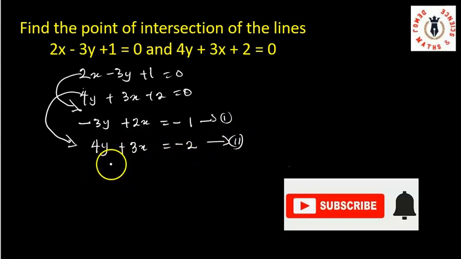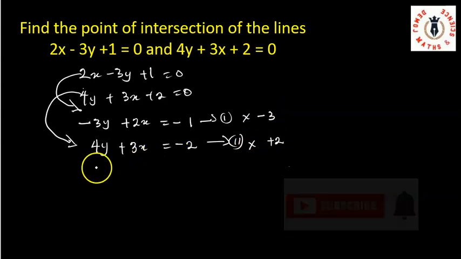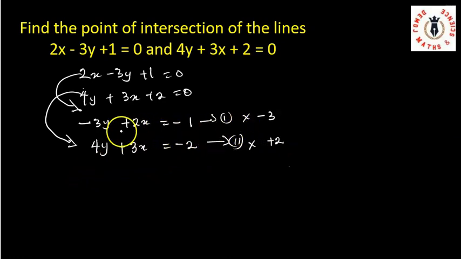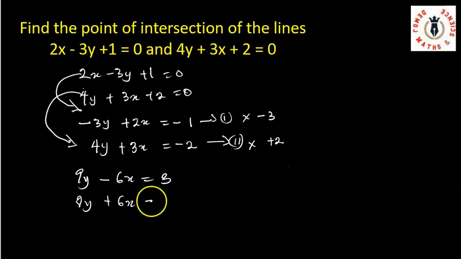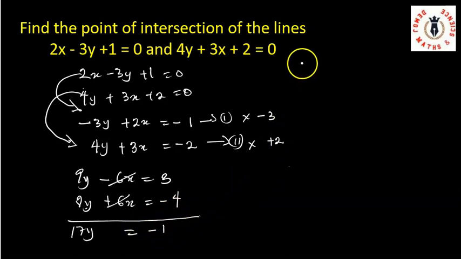Now, for me to use the elimination method, I want to eliminate x first. Let's multiply equation 1 by minus 3 and multiply equation 2 by plus 2. So equation 1 becomes minus 3 times minus 3, that's plus 9y, minus 6x equals minus 1 times minus 3, that's plus 3 again. And equation 2 times 2 becomes 8y plus 6x equals minus 4. Now, 8y plus 9y is 17y. Minus 6x plus 6x cancel each other. 3 and minus 4 becomes minus 1. Obviously, I can infer that y equals minus 1 over 17.